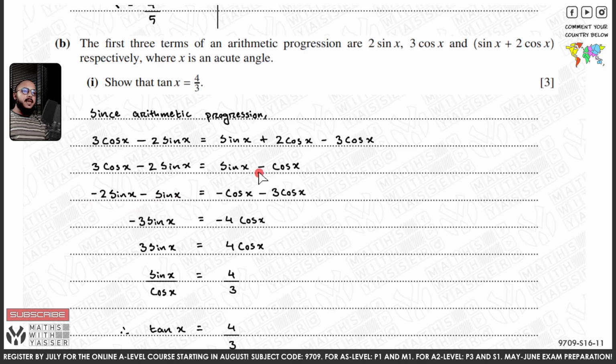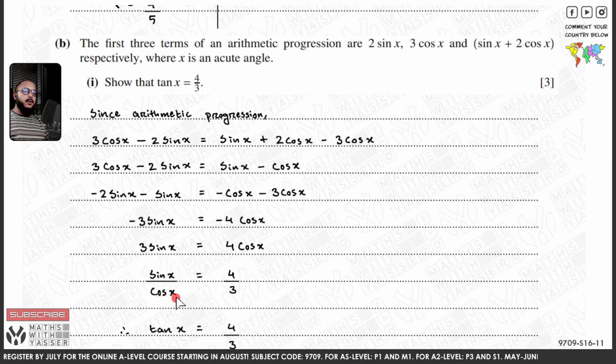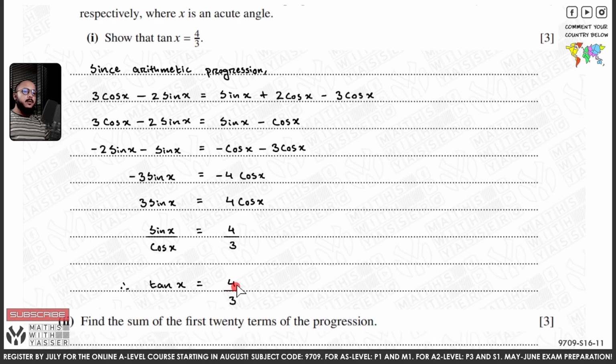So I'm bringing all the sin x to the left hand side and I'm taking all the cos x to the right hand side. So that gives us minus 3 sin x equals minus 4 cos x. If I multiply both sides by negative 1, I get 3 sin x equals 4 cos x. Now, if I cross multiply, I get sin x over cos x equals 4 over 3. So sin x by cos x is basically tan x, which equals 4 over 3. And I have just shown what they have asked us to do.